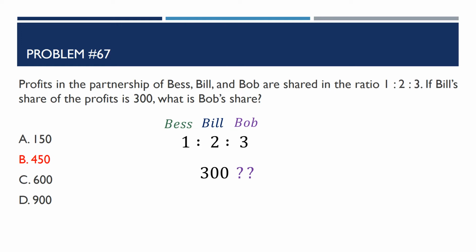Now, using the information of Bill, we're going to know the unit value. So how much is each unit represented? So 300 divided by 2, that will be 150. So each unit means 150. So now we can solve for Bob. So 150 times 3, which is 450. And that is Bob's share.